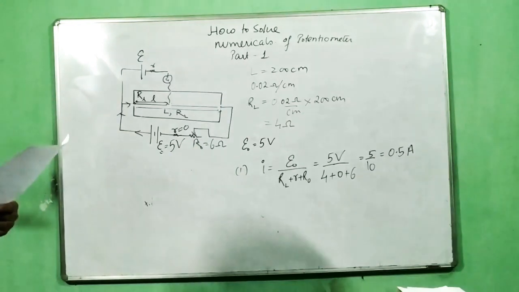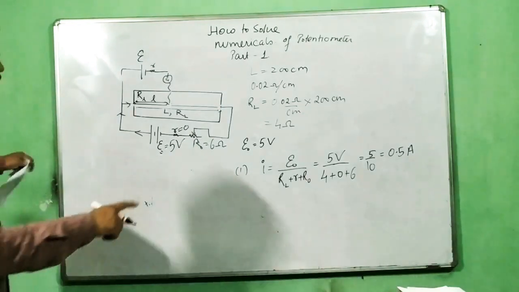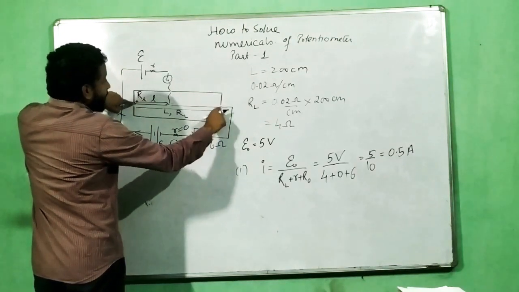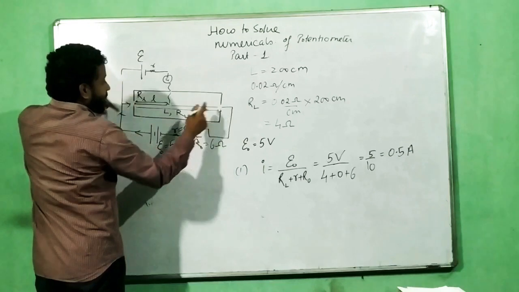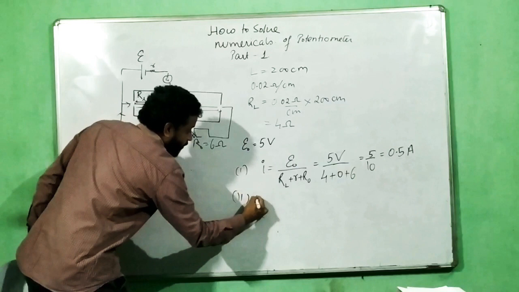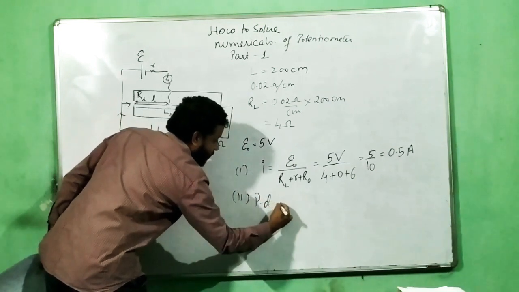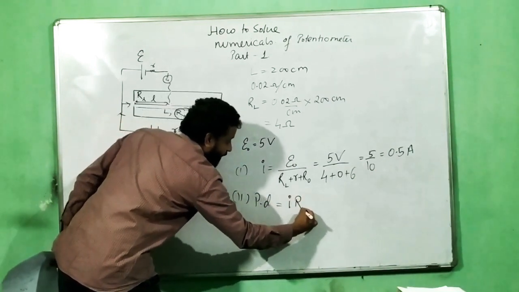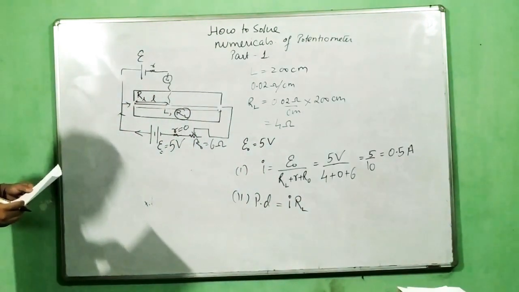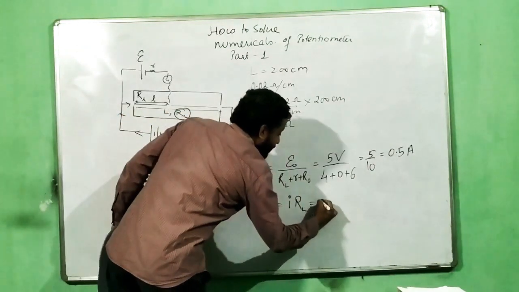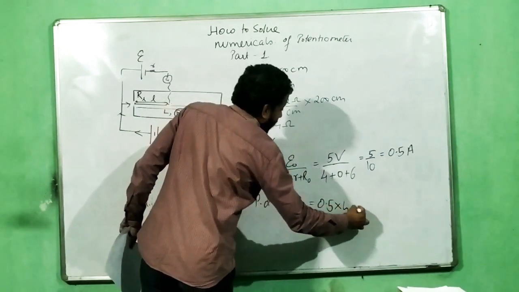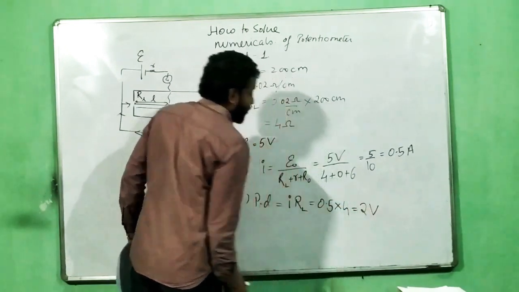Find the potential drop across the potentiometer wire. So I want to know what is the potential drop across the potentiometer wire. Now what is the resistance of the potentiometer wire? Resistance of the potentiometer wire is RL, which is equal to 4 ohm. So potential drop across the potentiometer wire will be equal to I times RL, and that is equal to 0.5 multiplied by 4, and that is equal to 2 volt.